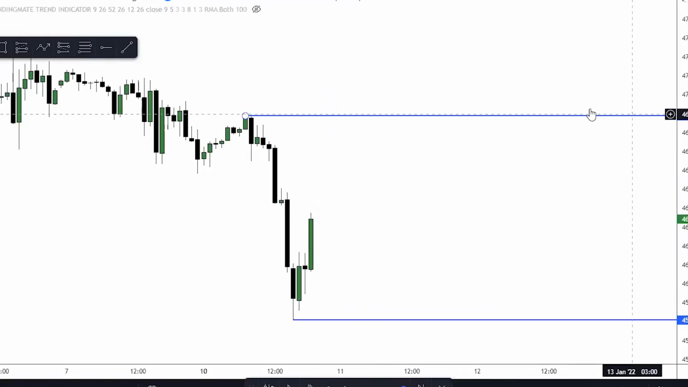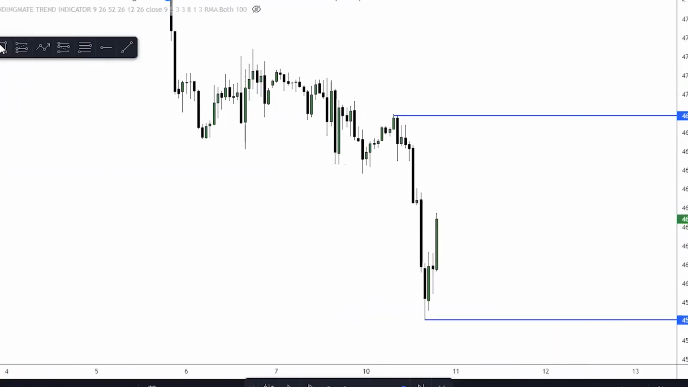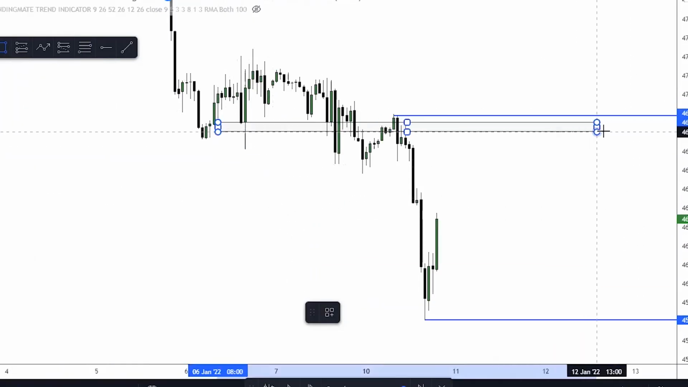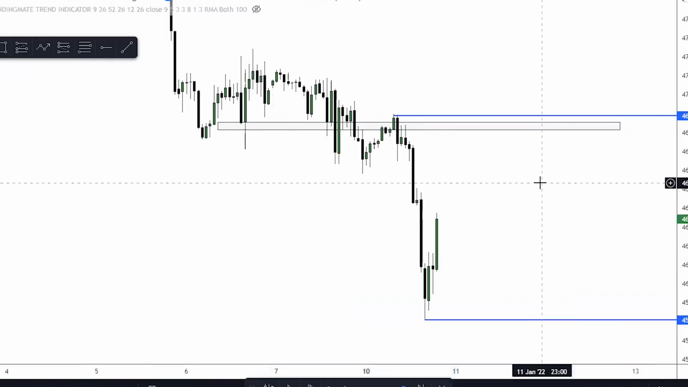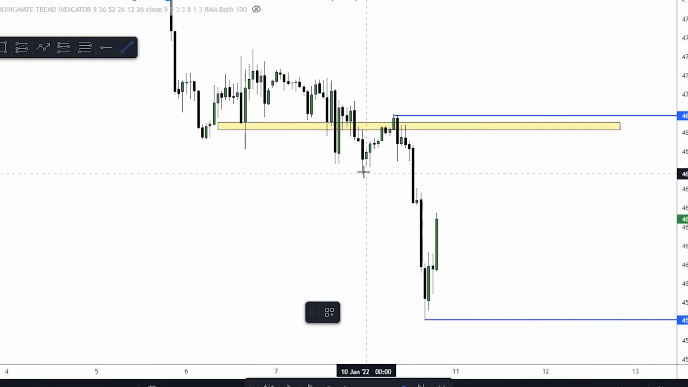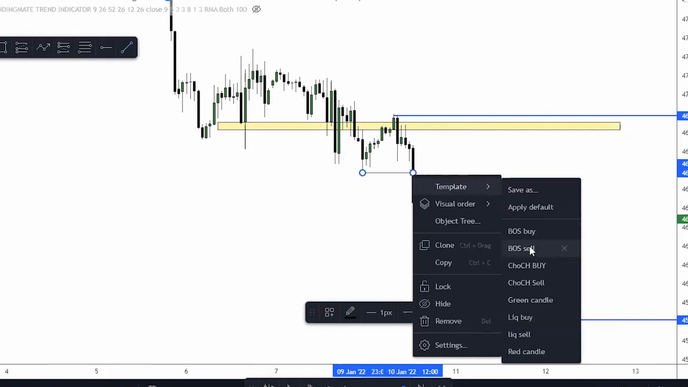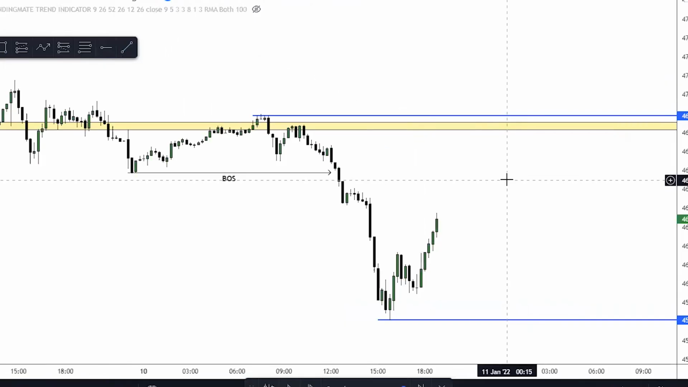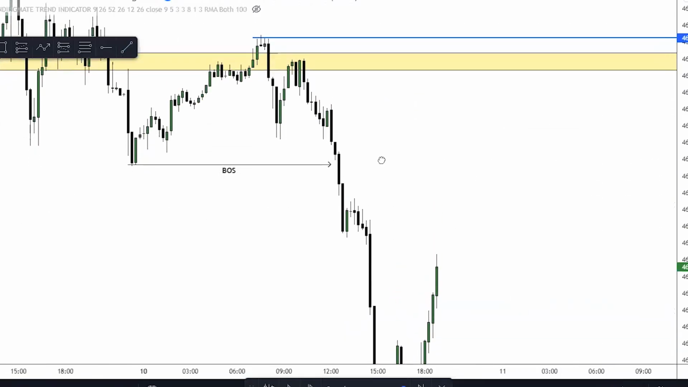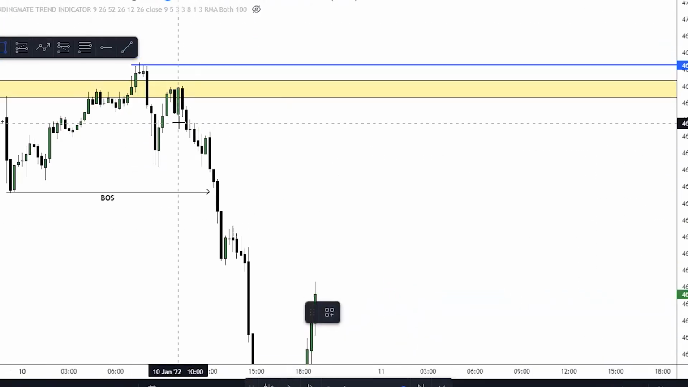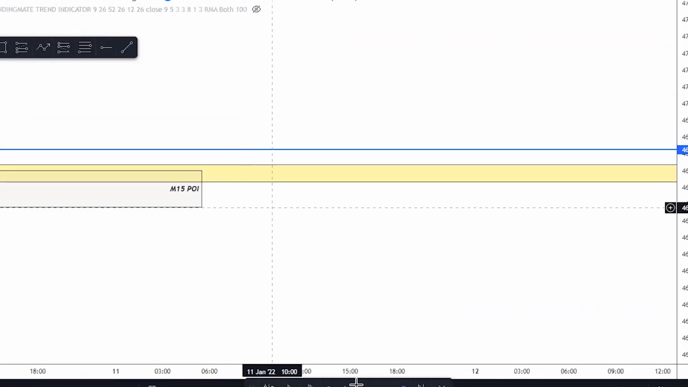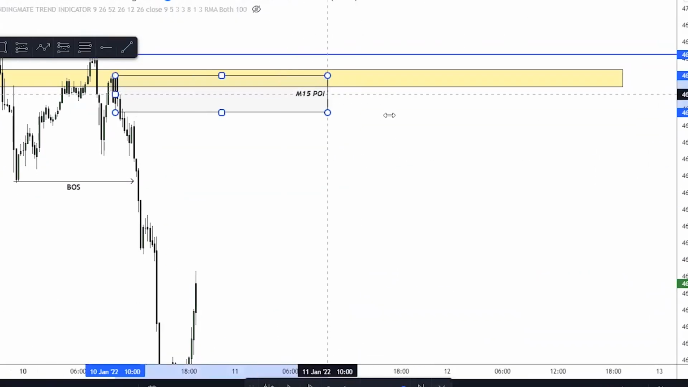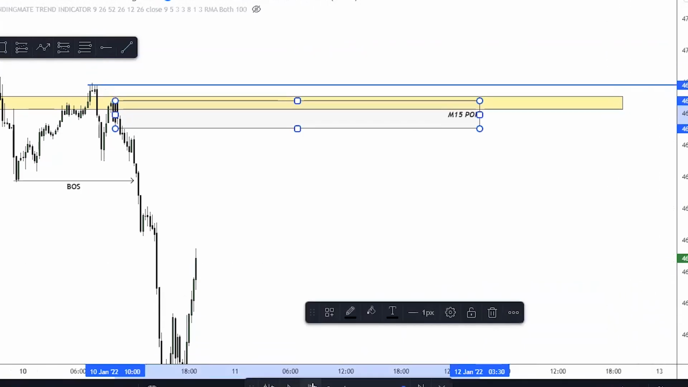So let's do the key levels. Key levels should be technically here. Key level. Break of structure would be here. Should be here. Looking for a 15-minute POI. And I will choose this one right here as my POI. So let's see if we get any retrace.